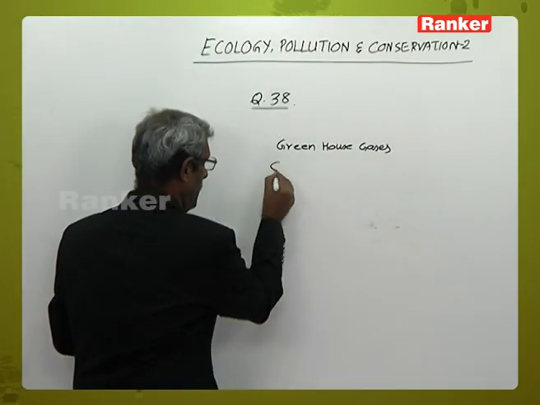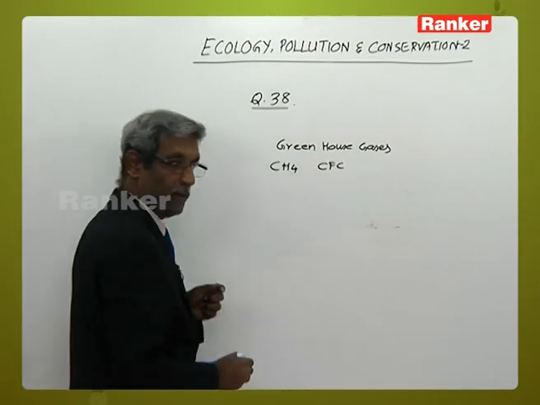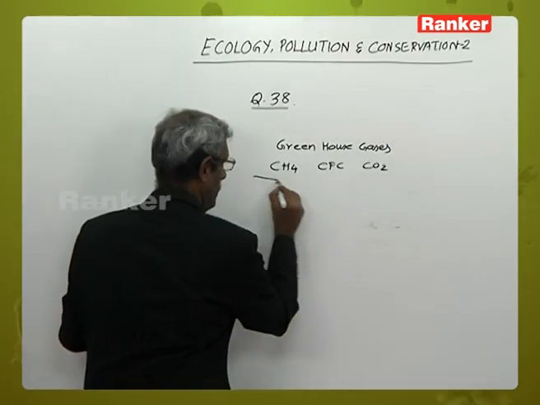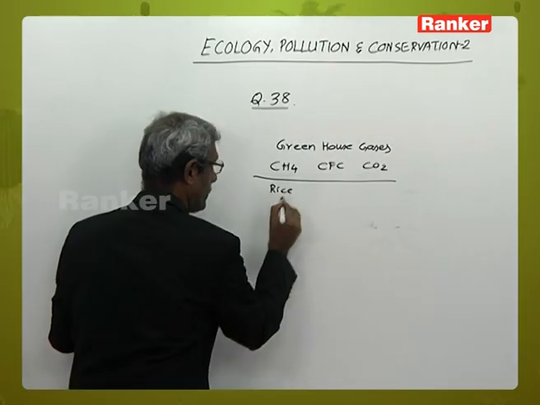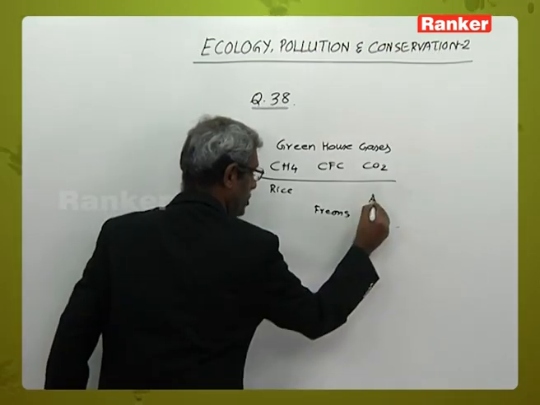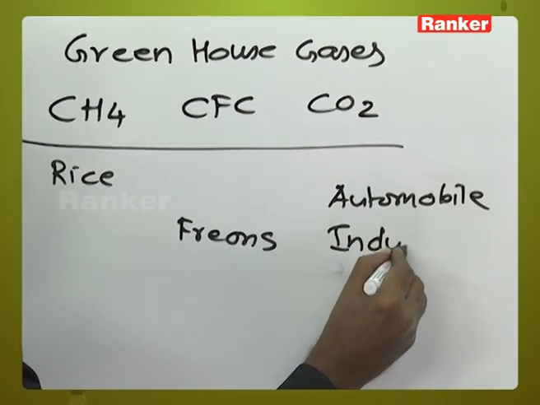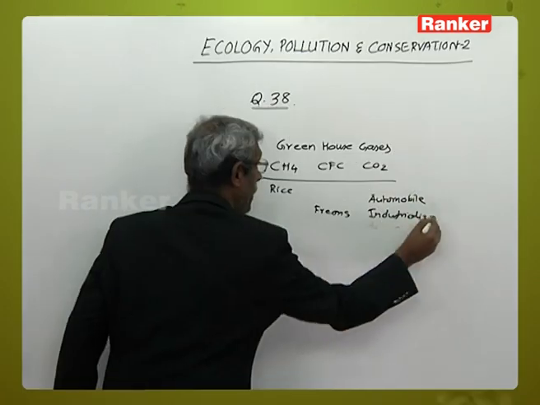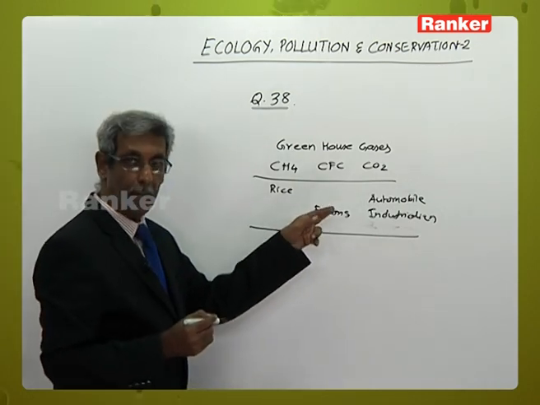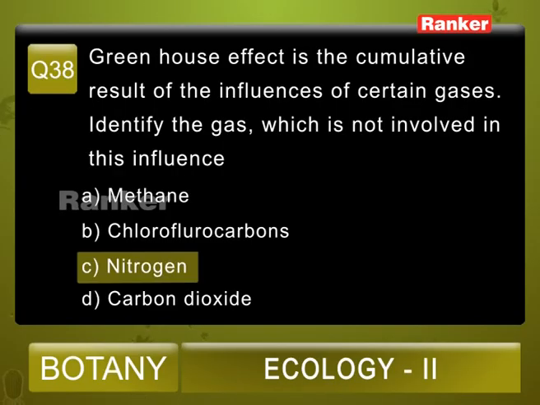Greenhouse gases include methane. They also include chlorofluorocarbons, which is basically freon, and carbon dioxide. So, methane, which is got from rice fields, chlorofluorocarbons, which are got from freons, and carbon dioxide, which is from automobile exhausts as well as from industrialization, are the basic greenhouse gases which are present primarily around the urban environment. So, the odd one is nitrogen, hence the answer is C.